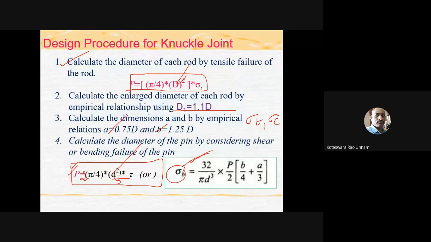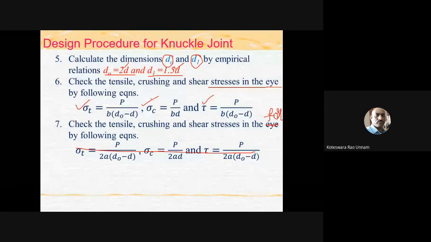Once you got the sigma B value, you have to compare it on either side, sigma T and sigma C, with the allowable sigma T and sigma C. Then, if they are within the allowable limit, your design is safe. Then you need to pick D0 and D1. Then again, you need to check for the three stresses in both I and the fork.